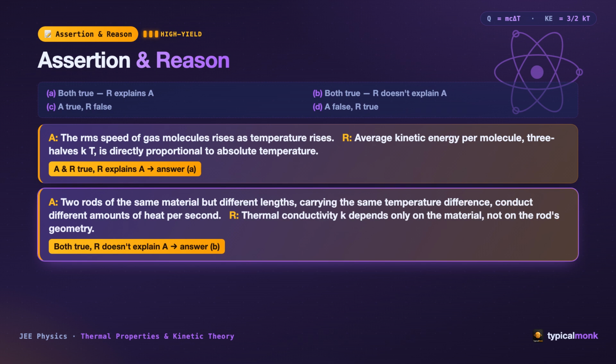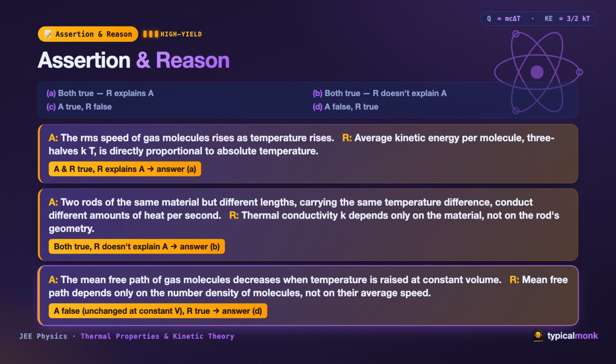Second one, assertion: 2 rods of the same material but different lengths, carrying the same temperature difference, conduct different amounts of heat per second. Reason: thermal conductivity K depends only on the material, not on the rod's geometry. Both statements are true. But pause. Does the reason explain the assertion? No. The length effect comes from R equals L over KA, not from K being material only. Both true, but the reason does not explain the assertion. Option B.